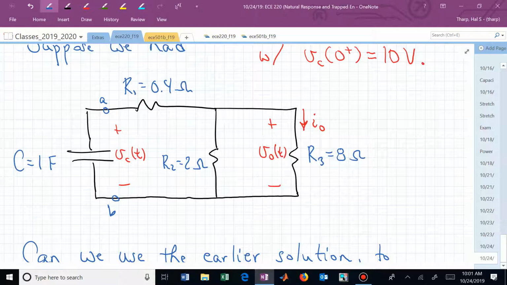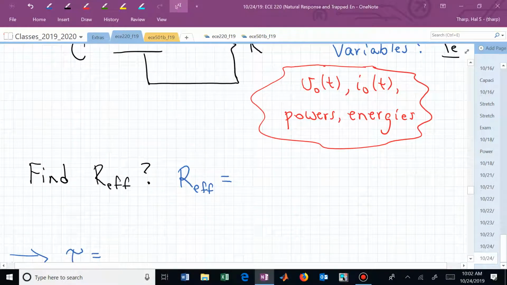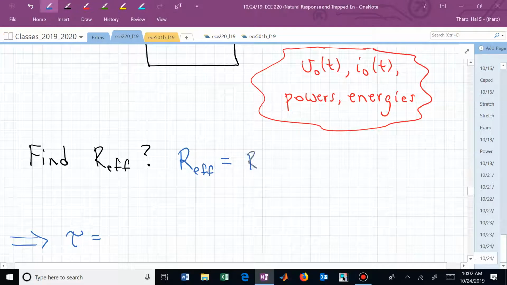So let's now combine those two. R2 and R3 are in parallel. Now that combination is in series with R1. And that series combination of R1 with that parallel combination now gives us the effective resistance seen at terminals AB. Or R effective is now, what were the labels? R1 plus R2 in parallel with R sub 3.